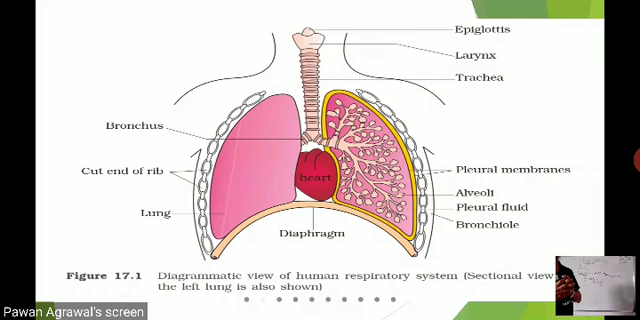Diaphragm, that is a muscular part. A dome-shaped structure, that is known as the diaphragm. It is a partition between the thoracic cavity and the abdominal cavity.